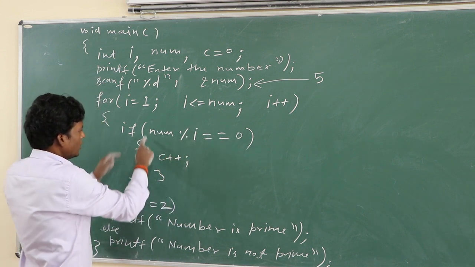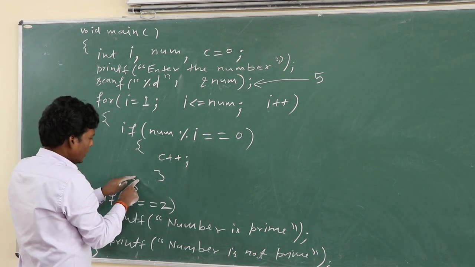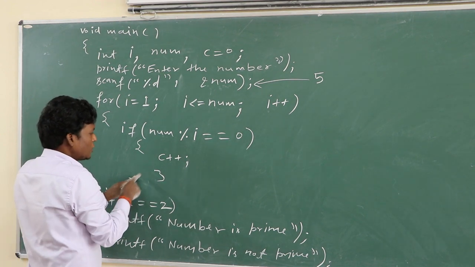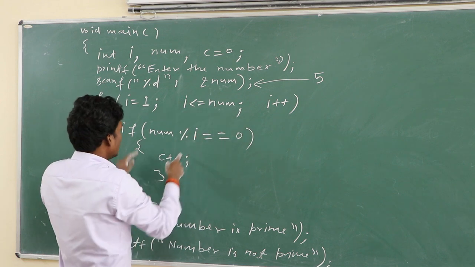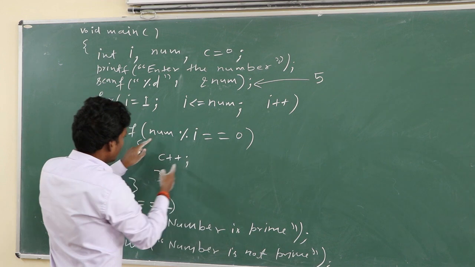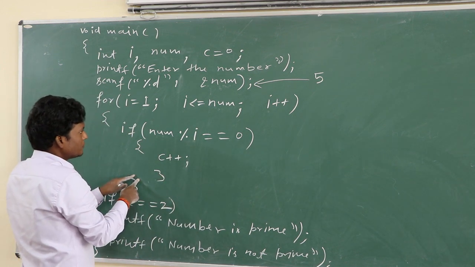So control does not go to this block and control goes to here. i becomes i plus plus here. i becomes 3. 3 is less than 5, yes. 3 modulus i equal to 0, no. Control does not go there. i plus plus, i becomes 4.